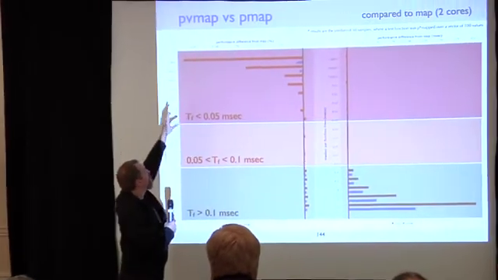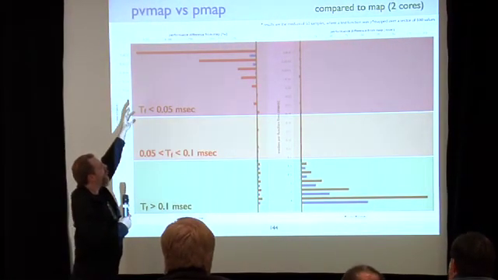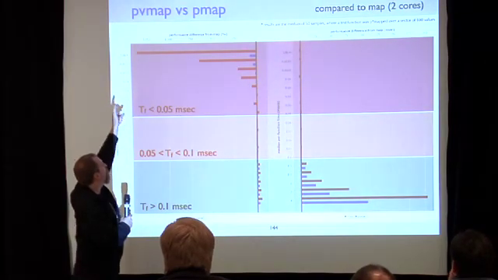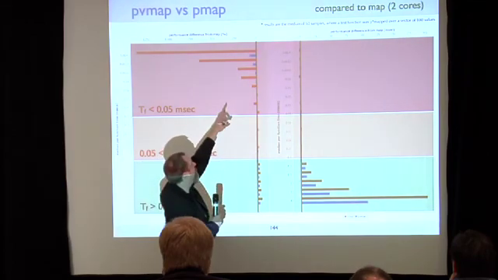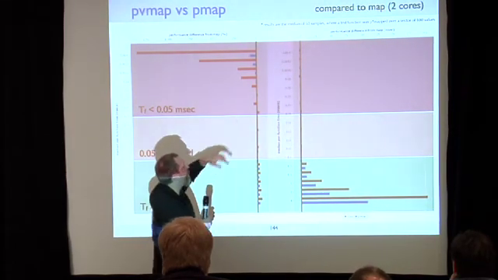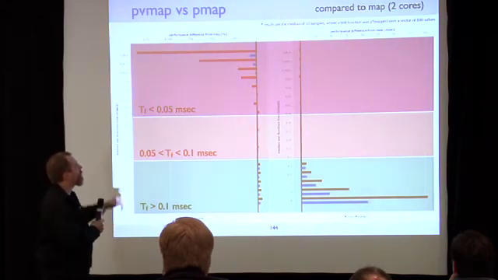So this is this long red line. This is the performance difference between pmap and map, and it's terrible. I mean, 1,200 times worse. That is pmap. So in the worst case scenario, pvmap is much better than pmap. And it goes that way.